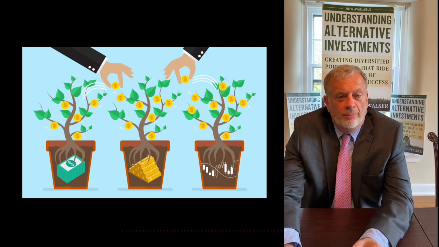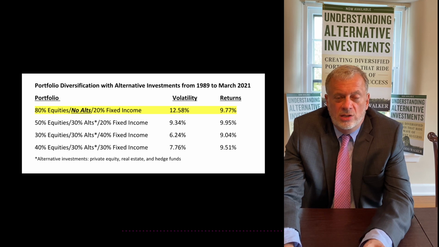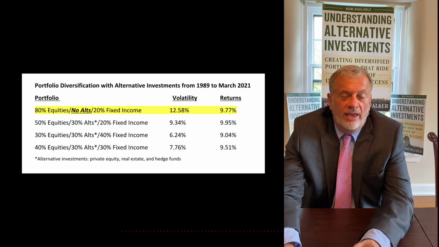So let's take an example. From 1989 until March 2021, if someone likes equities and they have a portfolio, say 80% equities, 20% fixed income, the volatility over that time period is 12.58%, and the annualized returns 9.77. So almost 10% annualized returns being a stock investor, 80%, 20% in fixed income.